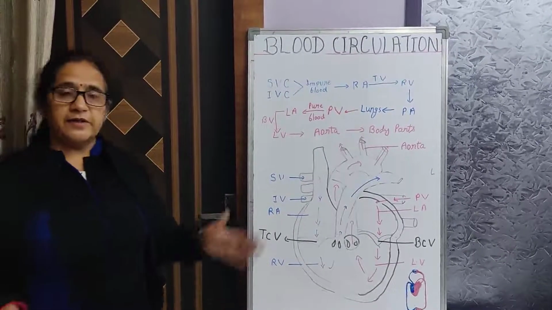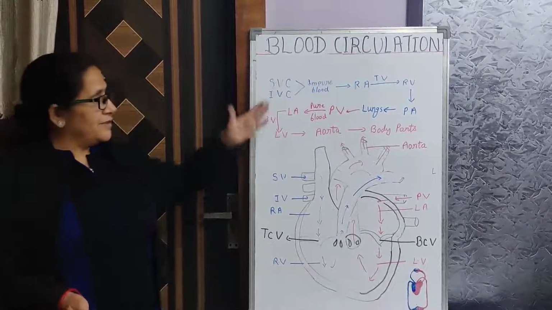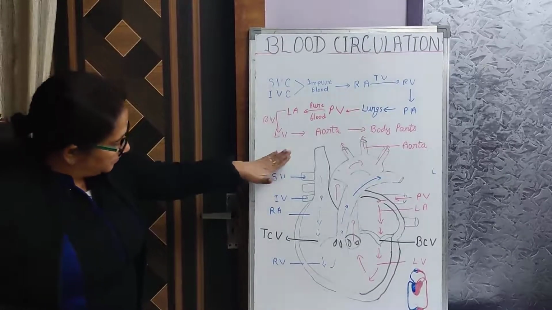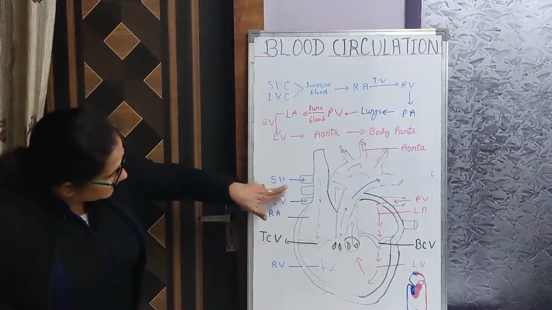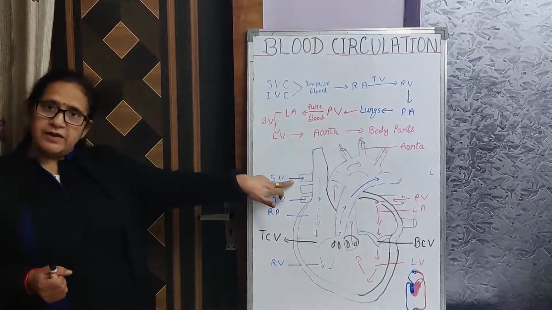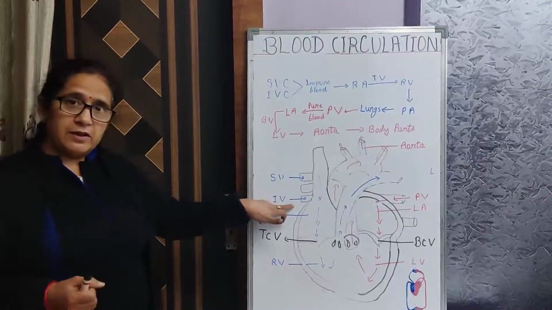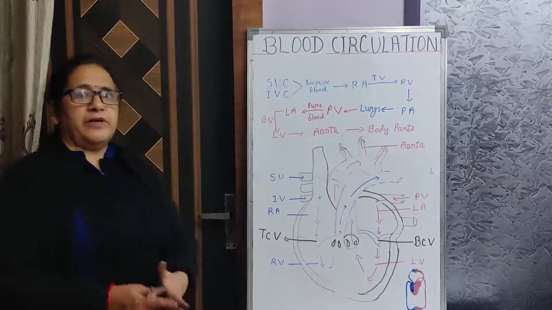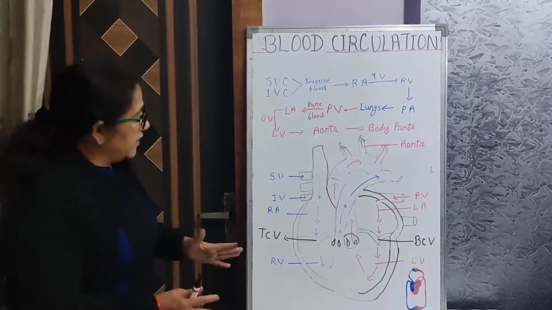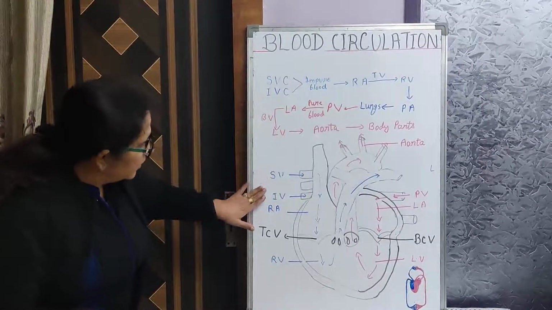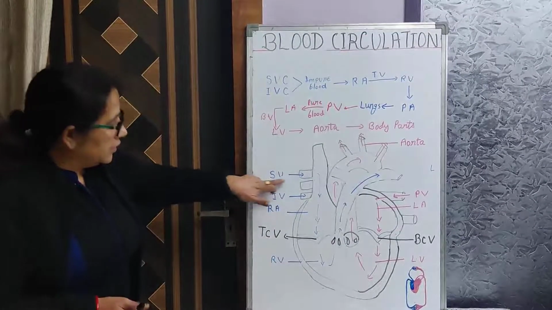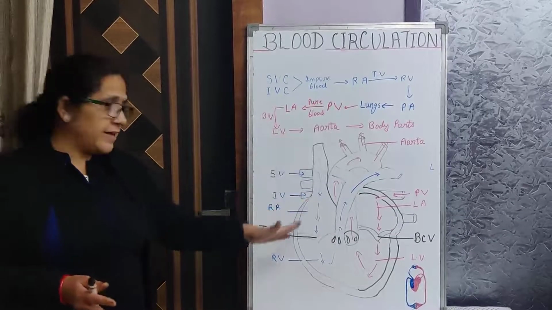Now we are reaching the topic. Just look at this diagram. This is the vena cava. This is the superior vena cava, and this is the inferior vena cava. The impure blood of the body, which is collected by the veins, reaches these main veins. These are the main veins. Through them, it enters inside the heart.